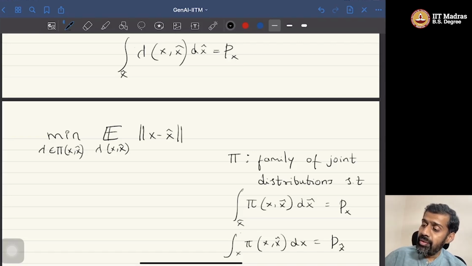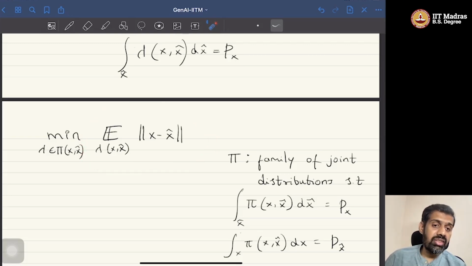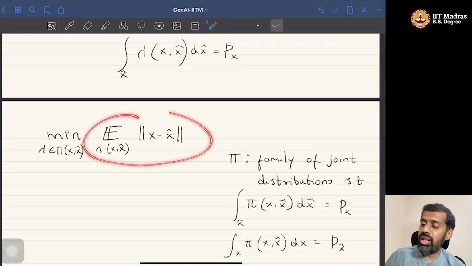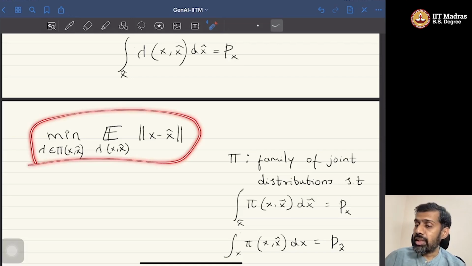So what are we saying? Every joint distribution will correspond to a transport plan, and every transport plan has a corresponding amount of work that is done. Now the question that I am asking is, amongst all possible transport plans, which one corresponds to the least amount of work done? This is what this expression would give you.